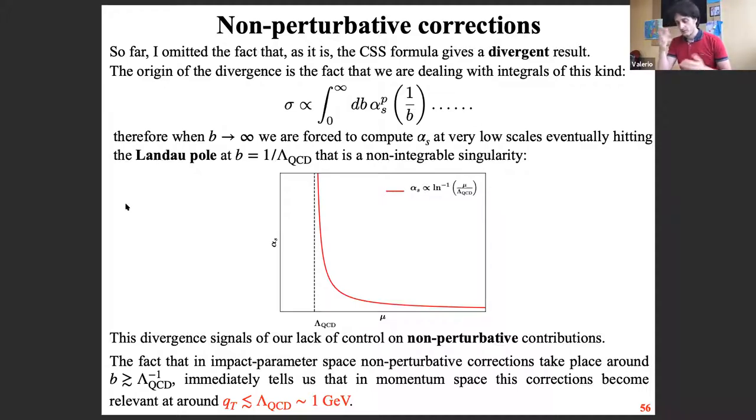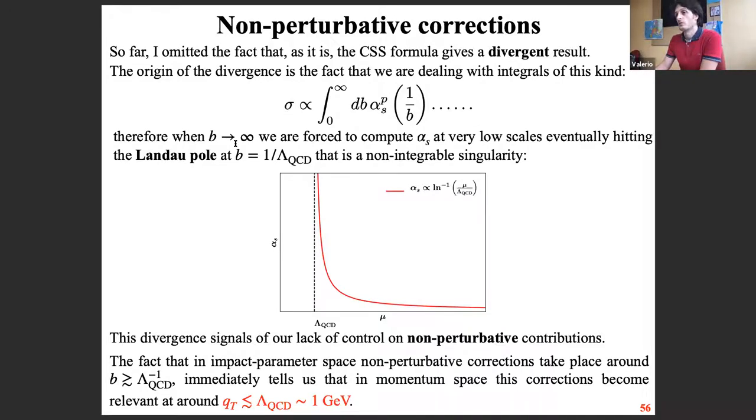Yesterday we introduced the so-called CSS formalism and the TMD factorization, mostly for describing low QT spectra. Everything looked very nice and seemed to work. Something that I omitted is the fact that the CSS formula, as I presented it, just doesn't converge, it gives you infinity. The origin of this divergence is that we need to work in impact parameter space, where we are dealing with integrals over the absolute value of b, and alpha s is typically computed at a scale that goes like 1 over b. This is what I called mu b, which is actually b0 over b, but the behavior is the same.